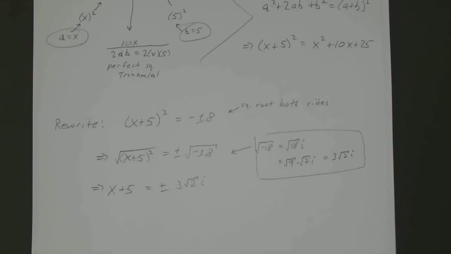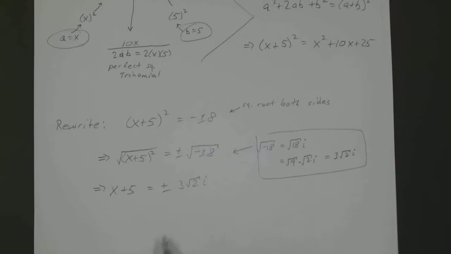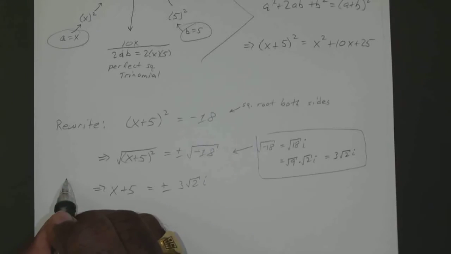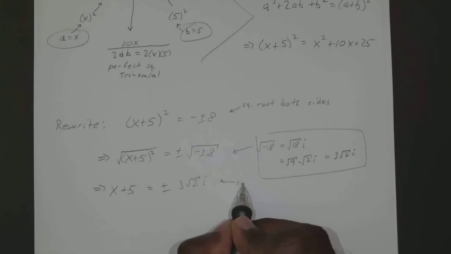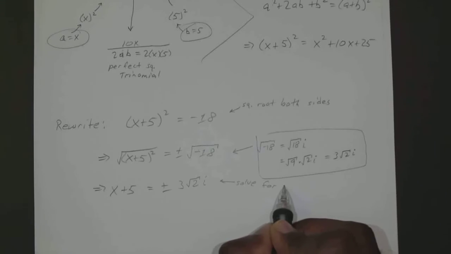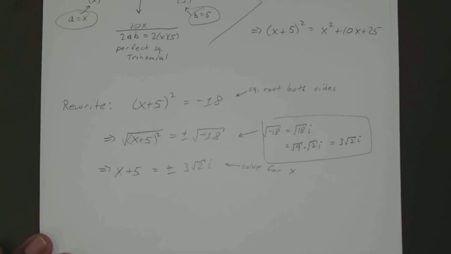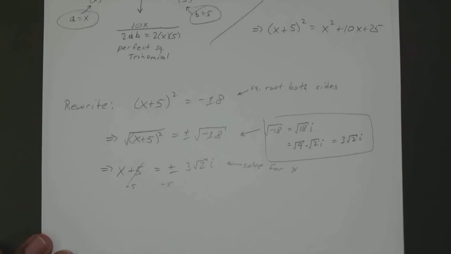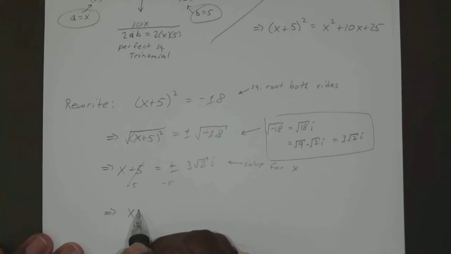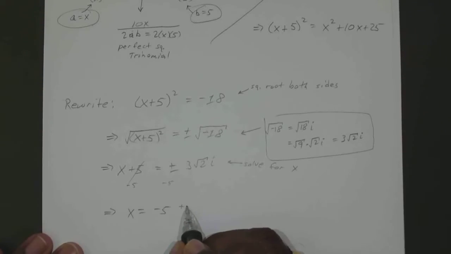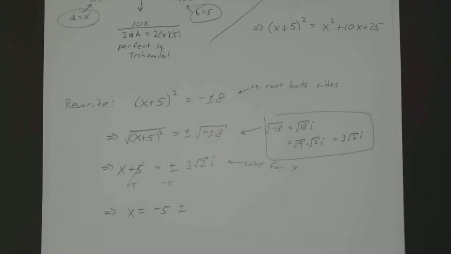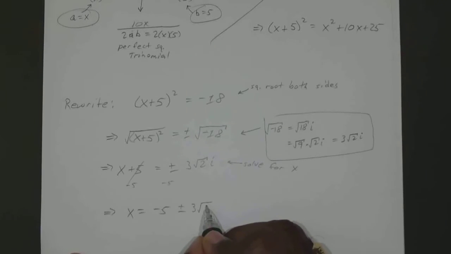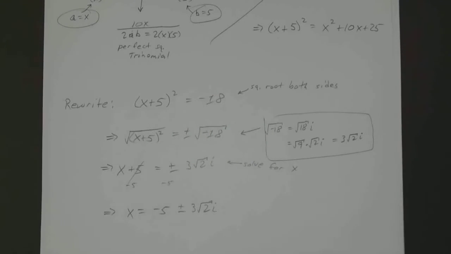Okay. Then from there we just solve for x. So I'll put it right here. If we subtract 5 from both sides, you have x equals negative 5. Remember, that plus or minus doesn't go anywhere just because you add or subtract from the other side. 3 square root of 2 i. Or you can put 3i square root of 2. Either one would be okay.